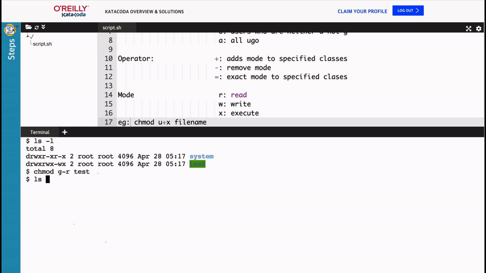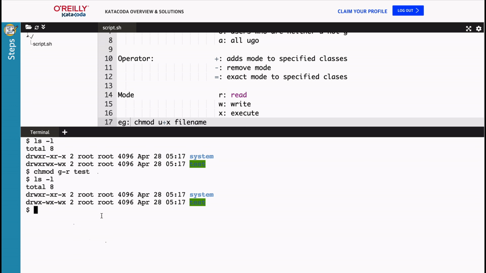Now I will look here. The read permission has been removed. Earlier we had read, write, and execute, and read, write, and execute. Now for the g user we have only write and execute. So this is how we can use chmod in the symbolic way.